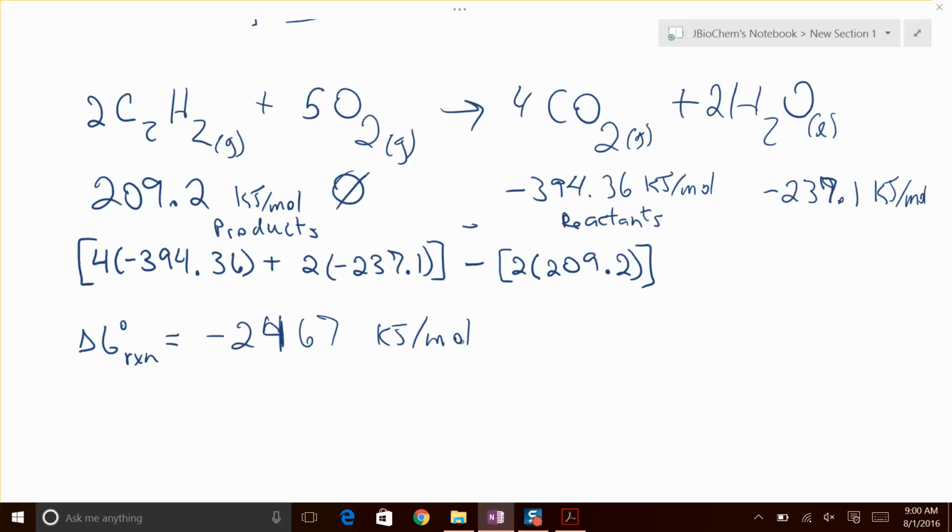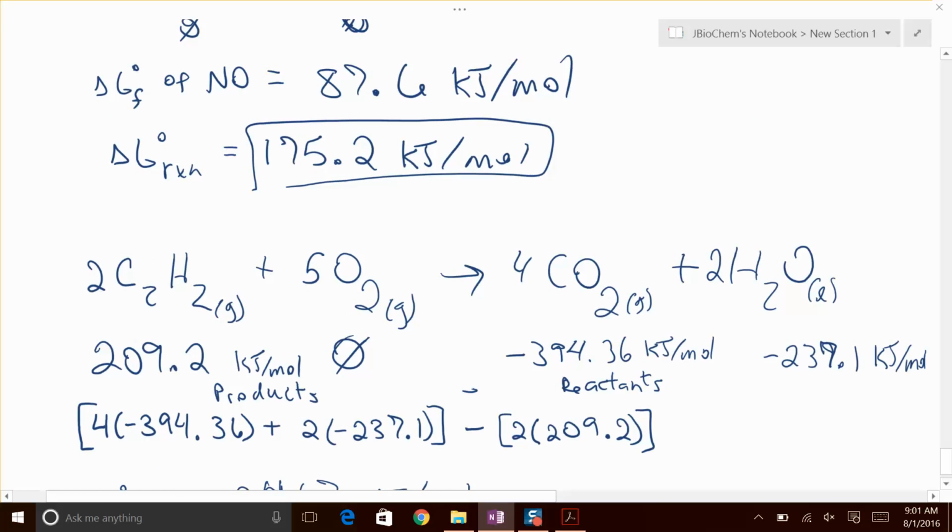Okay? Well, I'm sorry. That's not what I'm asking. That's delta H. Is this reaction spontaneous or non-spontaneous? That's what I want to know. This is a spontaneous reaction. Okay? What about this one? That's non-spontaneous. That's a non-spontaneous reaction. Okay?